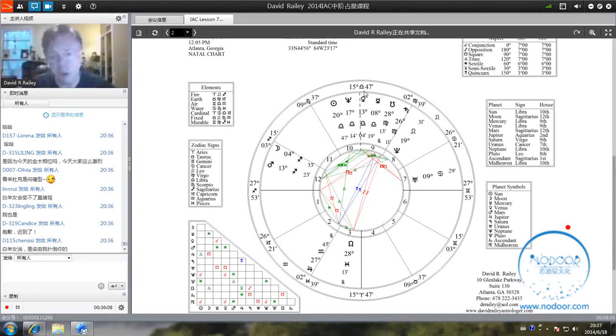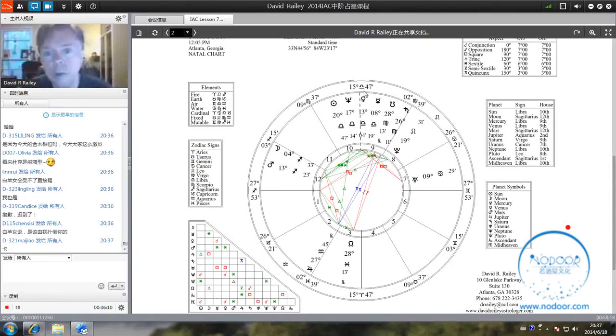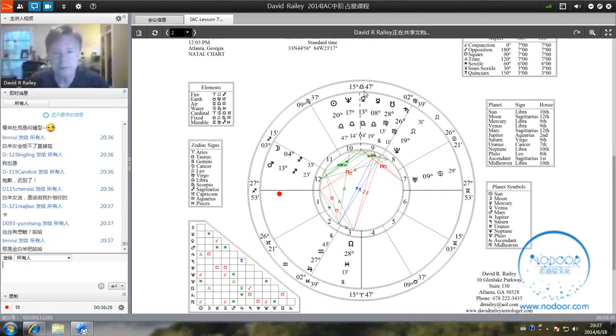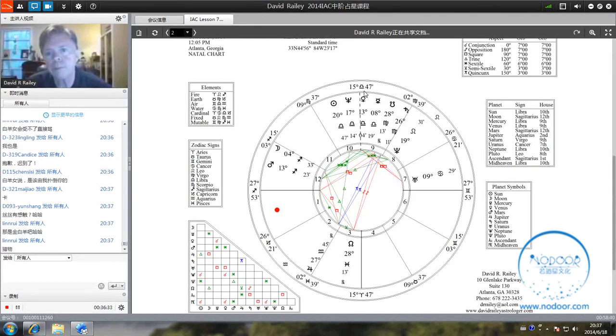All squares show pressure, the likelihood of pressure, and challenge. And in this case, we know that the ascendant is how you assert yourself.